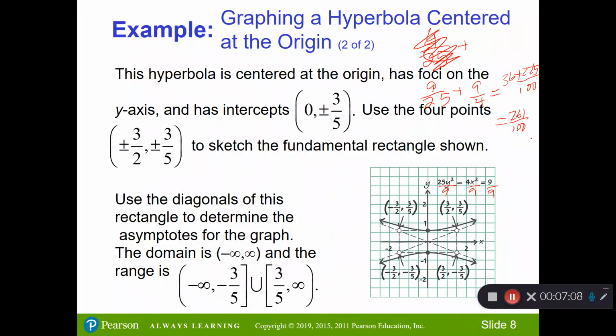I need to plug that into my calculator to see about what that is, but that's going to be a little bit more than the square root of 2.5. So it's going to be just barely over 1. So somewhere in here and somewhere in here for the foci. Okay, up and down from the center.